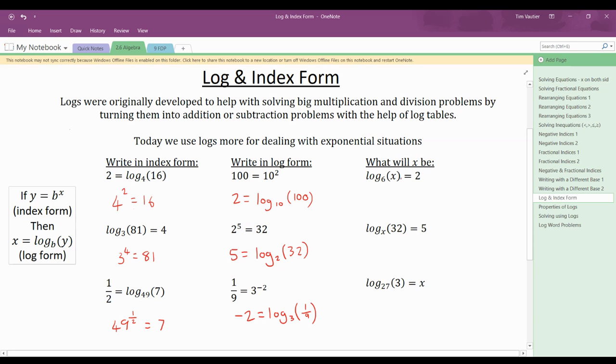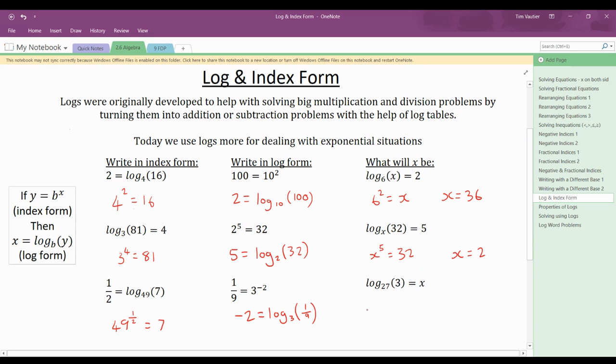And so we can use this concept to find missing numbers sometimes. If we go to index form here, our base is 6, so 6 to the power of 2 equals x, and that means x is going to be 36. Or here, x to the power of 5 equals 32. So x, the number that times itself 5 times gives 32, would be 2. So a little bit of trial and error here.